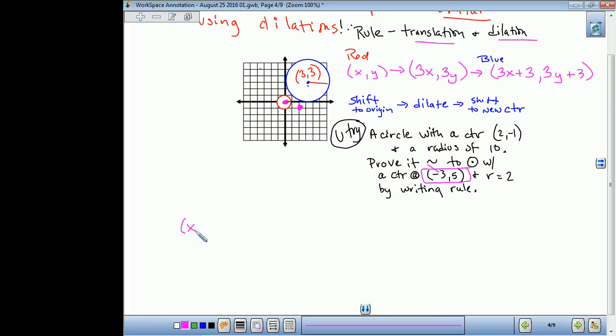Every point on the circle has to be shifted so that the center moves to the origin. So we'll subtract: x minus 2 and then y plus 1. So that's what we've done first. We've taken this circle and shifted it to where its center now lies at the origin. Now we have to do the dilation. We're going from a radius of 10 down to a radius of 2, so we're dividing by 5. Dividing by 5 is the same as multiplying by what? 1/5. So we'll multiply by 1/5.